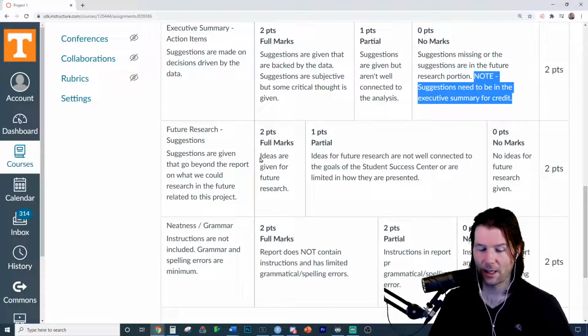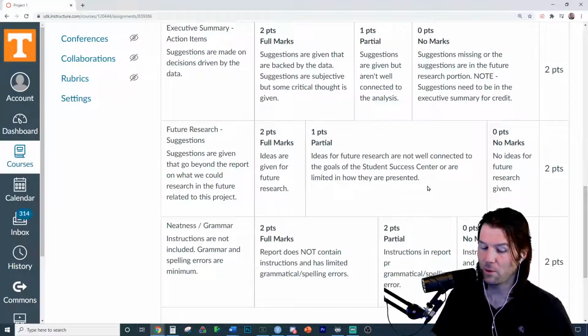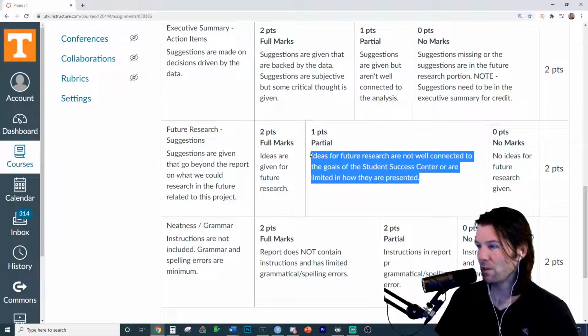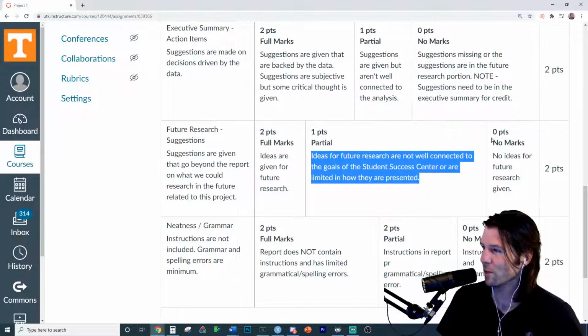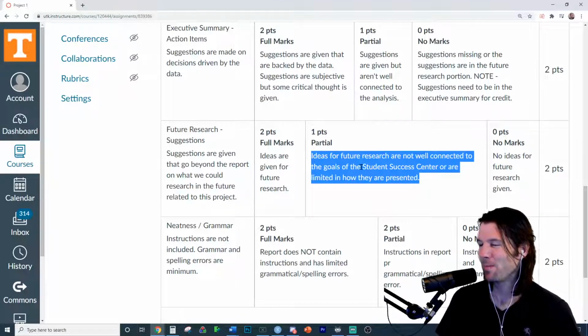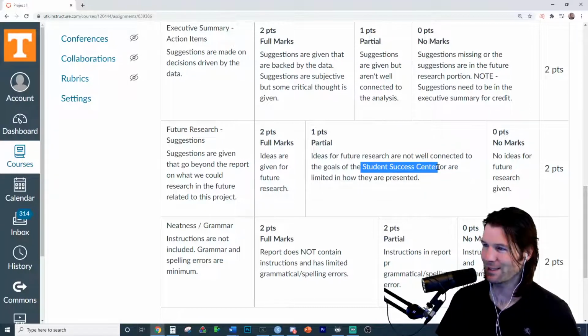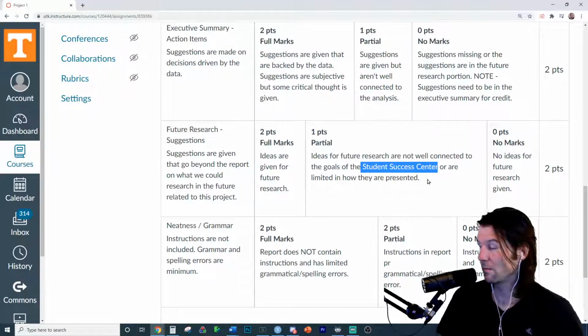The future research is graded on ideas being given for future research. Now, if you give ideas for future research and you're like, we should give out chocolate on Ped Walkway, I might give you 0 marks. I might be like, what? If your ideas are not connected with the goals of the Student Success Center, you could lose points. Like maybe it's an idea for students at UT, but it's not connected to the goals of the Student Success Center, which is to help students be successful in their college careers. You can always say, hey, Brian, I think I shouldn't get points off here. You can always debate points. You'd be like, hey, Brian, I lost 2 points, I think I should lose 1. I'm always open to that.